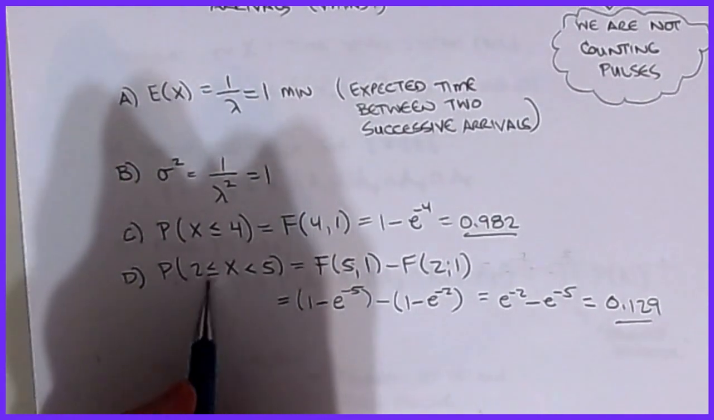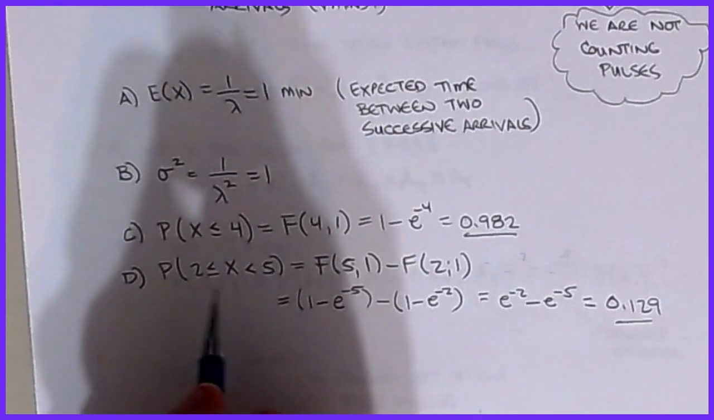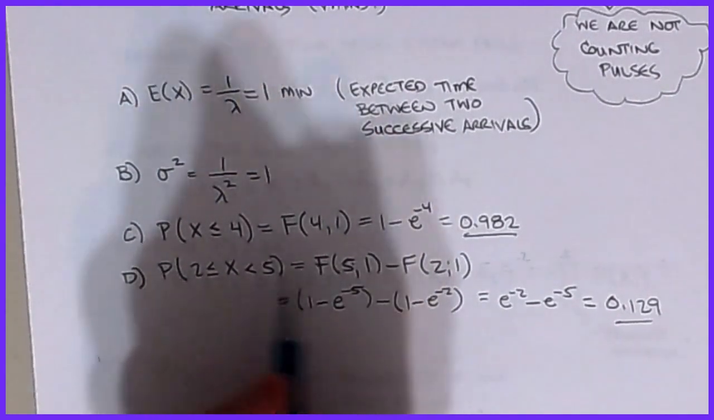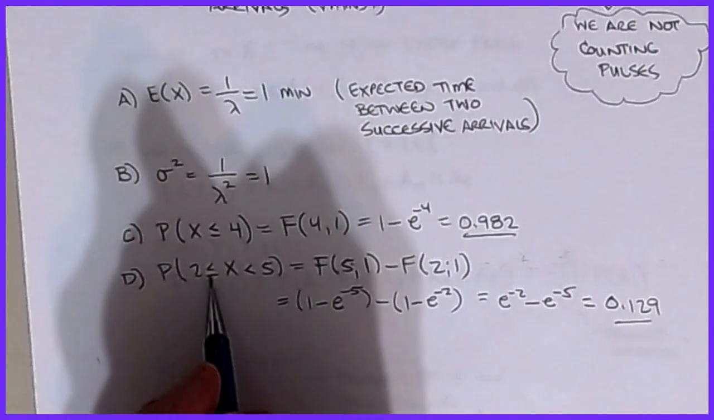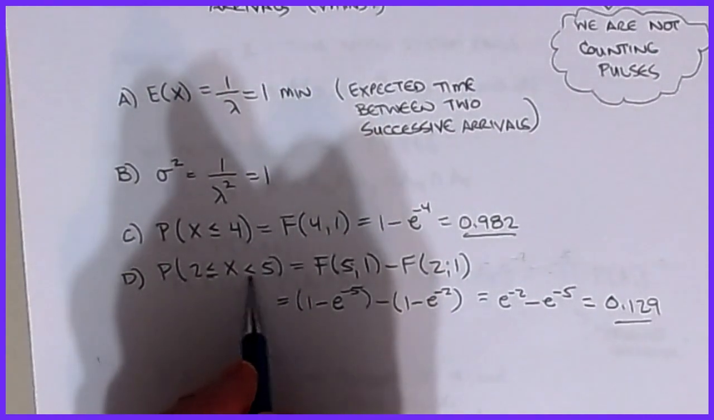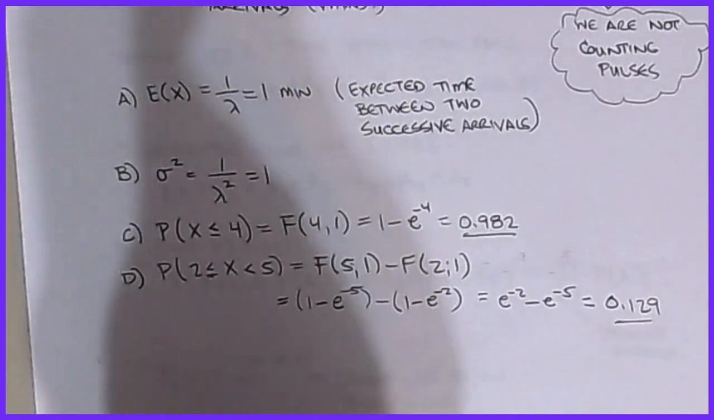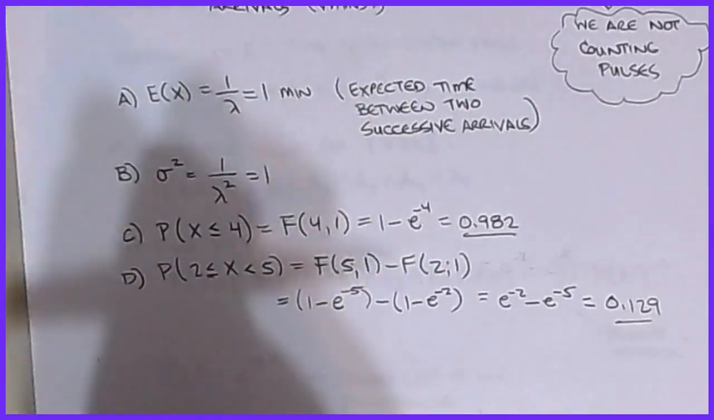So now I took 2 minutes less than x less than 5. As you would expect, this is the CDF for 5 minus the CDF for 2. Again, we're not worried about the equal signs on this. Notice this one didn't have it, but this one did. It doesn't matter, because the singular values in continuous distributions are 0.